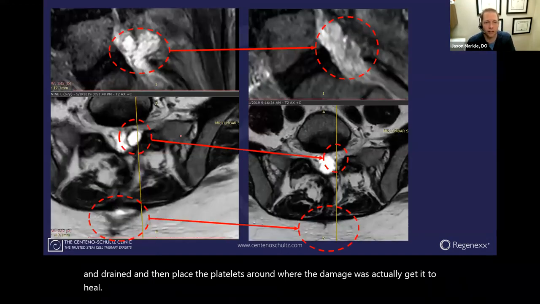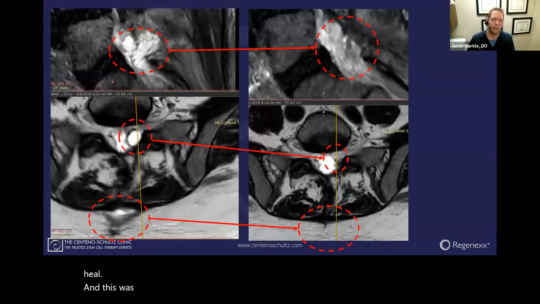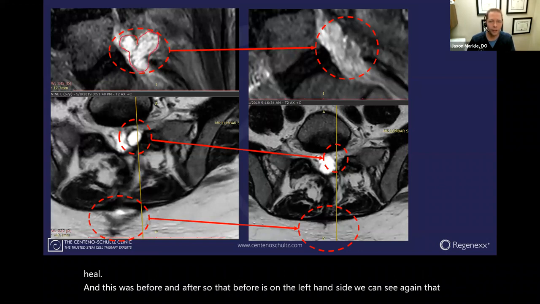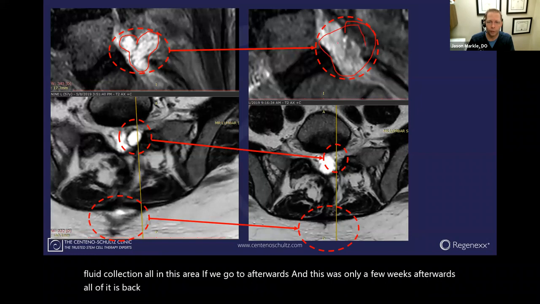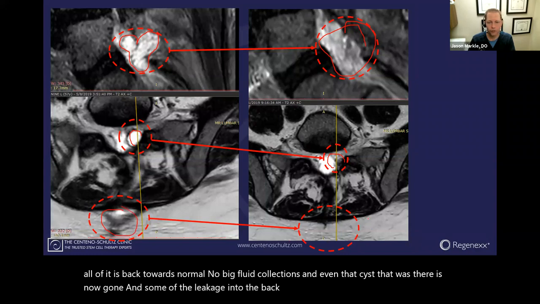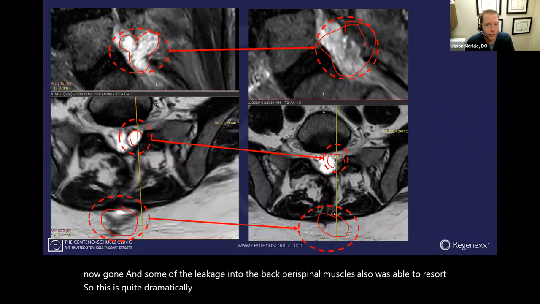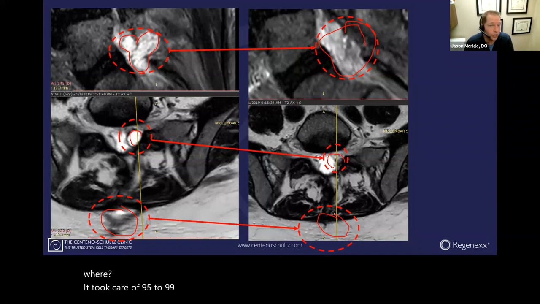And this was the before and after. So the before is on the left-hand side. We can see, again, that fluid collection all in this area. If we go to afterwards, and this was only a few weeks afterwards, all of it is back towards normal, no big fluid collections, and even that cyst that was there is now gone, and some of the leakage into the back paraspinal muscles also was able to resorb. So this is quite dramatic, and her pain and symptoms went down dramatically, where it took care of 95 to 99% of her pain and issues that she was having.